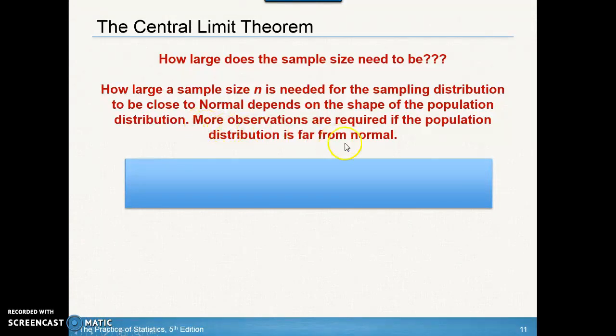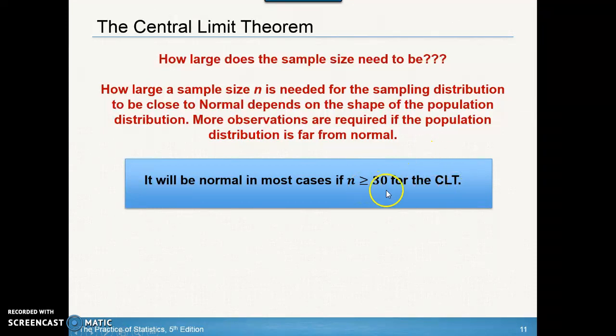So what happens if the population distribution is far from normal? Well, we said that if the sample size is large enough, the sampling distribution will be approximately normal, and we're going to take a look and see what that size needs to be. So the sampling distribution will be normal if n is greater than or equal to 30 according to the central limit theorem. So what the central limit theorem says is, if you have a population, you graph it, such as income, which is usually skewed to the right, that population is not approximately normally distributed.